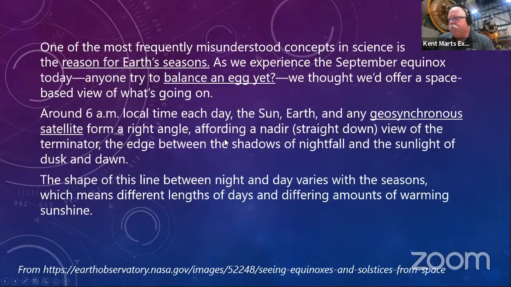All right. So anyway, this is from NASA, Earth Observatory at nasa.gov. A frequently misunderstood concept in science is the reason for Earth's seasons. People have this sort of idea, and a lot of our astronomy people may have a much better understanding than a lot of people do. And this joke here is, as we experience the September equinox today, anyone try to balance an egg yet?